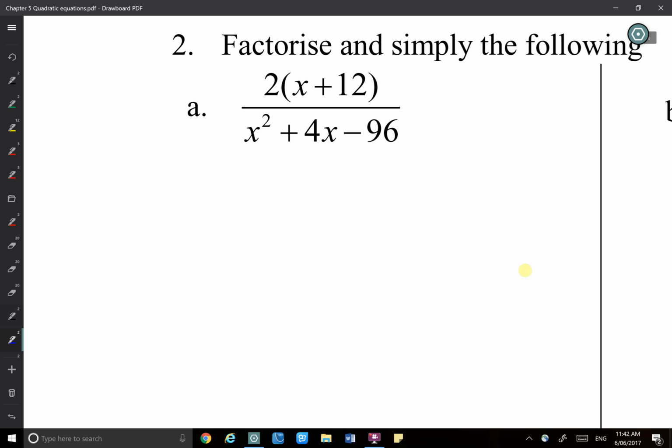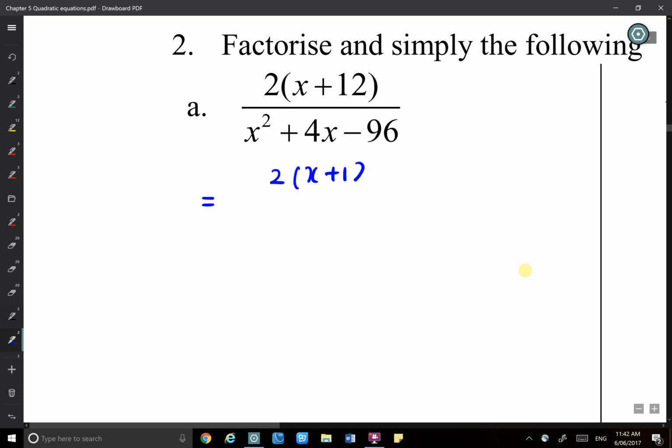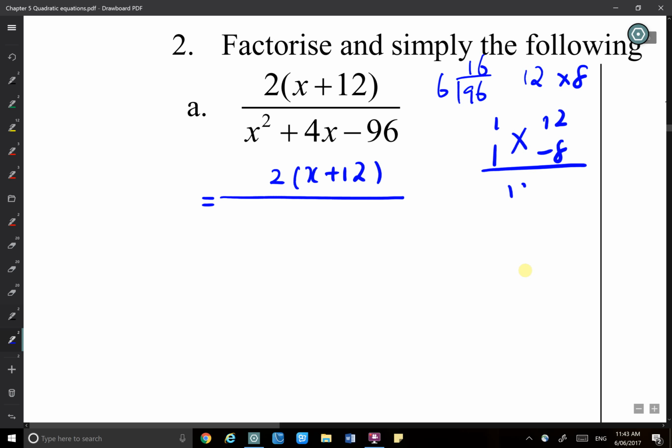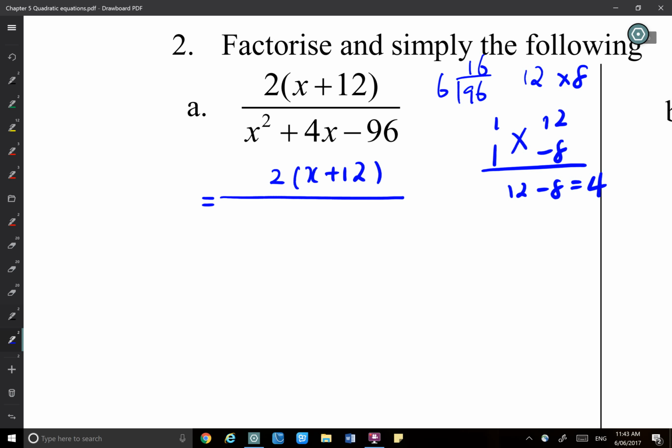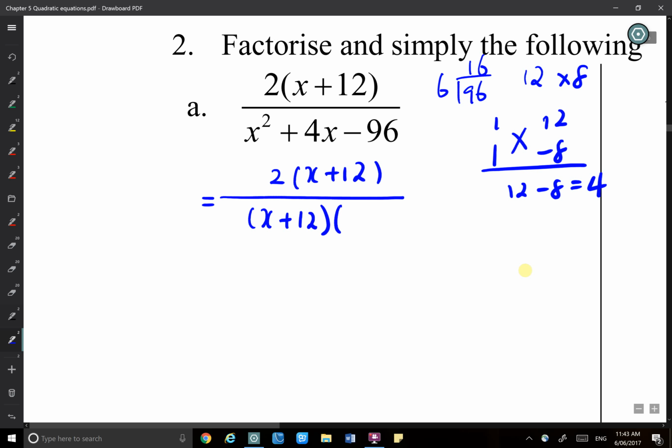For these questions, factorize and simplify. So I won't expand first. I will keep it in this form. What can I have? 96. Well, let's say 96 divided by 6 gives 16. So I have 12 and 8. 12 and 8 will give me negative 6. So 12 and minus 8, and 12 minus 8 is 4. So 12 minus 8 gives me 4, so this will be the correct expression. So x plus 12, x minus 8. And I can divide both top and bottom. We have that.